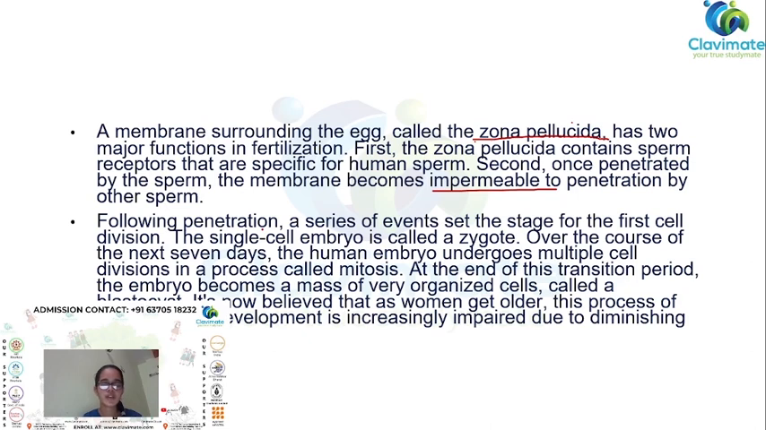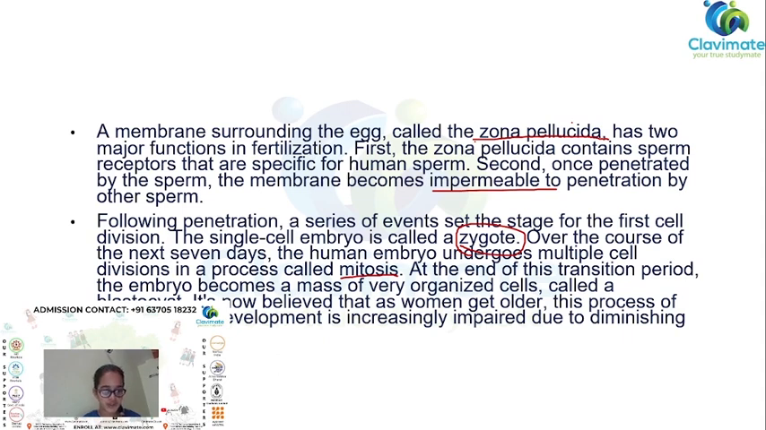Following penetration, a series of events set the stage for the first cell division. After fertilization, it results in the single cell embryo stage called a zygote. Over the course of the next 7 days, the human embryo undergoes multiple cell divisions in a process called mitosis. At the end of this transition period, the embryo becomes a mass of very organized cells called a blastocyst.